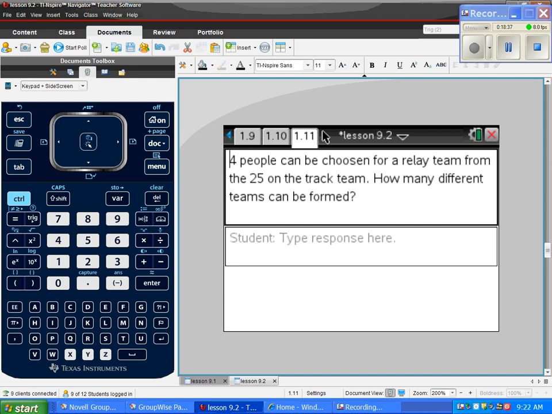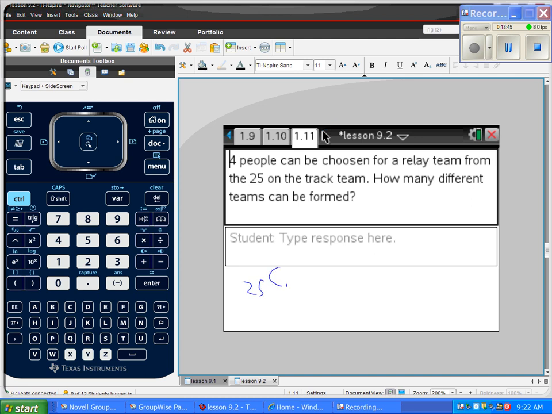So how did I set up my combination? 25C4, perfect. 25 people in my group, I'm going to choose 4 of them. What do we get? 12,650. 12,650 different teams I can make. All right.